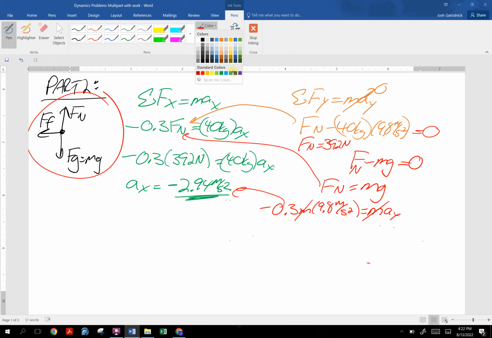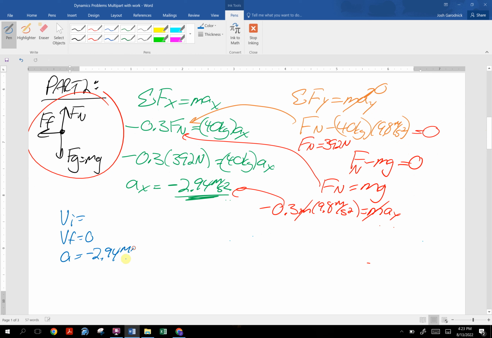And our last step here, because we're asked for total distance, is to use kinematics. So we have the initial velocity. The final velocity, I believe it skids to a stop. Acceleration, which we just got, was negative 2.94 meters per second squared. Delta D for part 2, I don't know. Delta T, I don't know. The initial velocity, I know. It is the final velocity from the previous part.